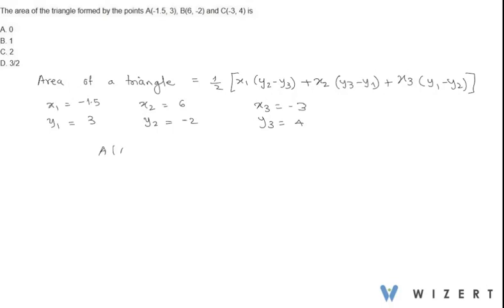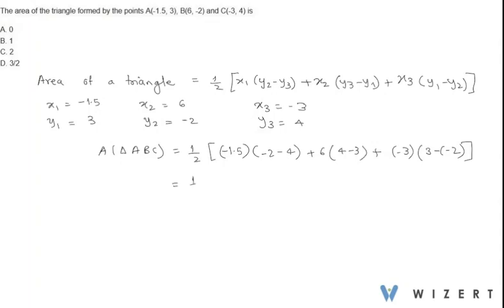So area of triangle ABC is equal to half multiplied by x1 is -1.5 multiplied by (y2 minus y3), that is -2 minus 4, plus x2 is 6, (y3 minus y1), so 4 minus 3, plus x3 is -3 into (y1 minus y2), so 3 minus of -2.